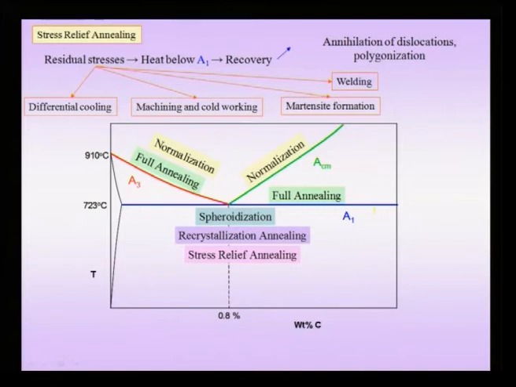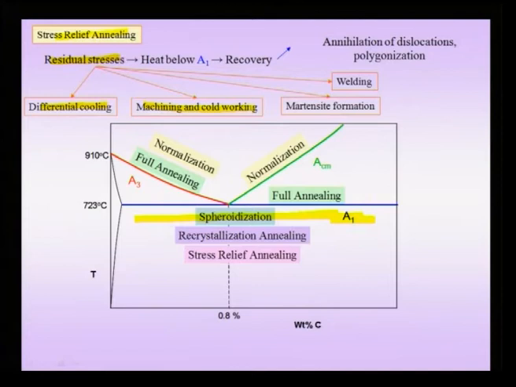Stress relief annealing is given to get rid of residual stress. Now, the temperature regime in which we carry out stress relief annealing is again below the A1 temperature. The residual stresses we are talking about are not the ones typically associated with microstructural defects, but those resulting from differential cooling, machining and cold working, and even the martensitic transformation, which we had noted is associated with a lot of strains and volume changes.